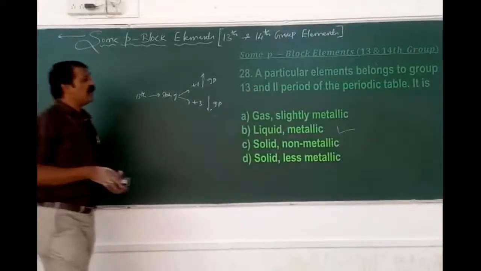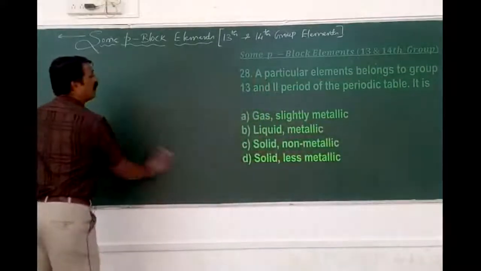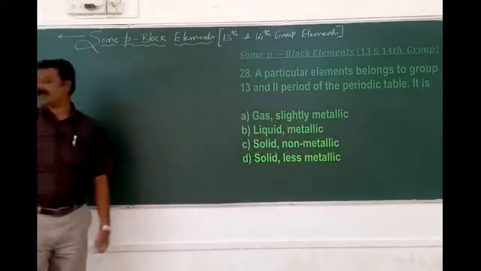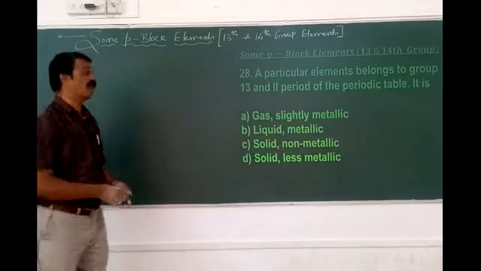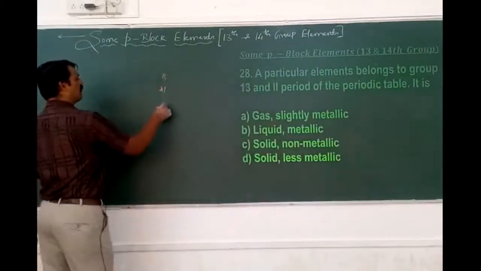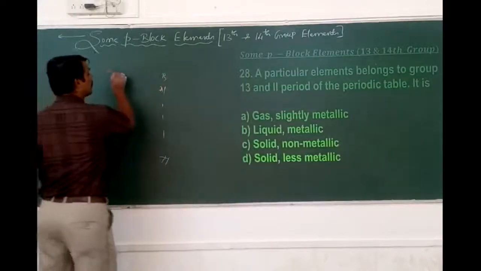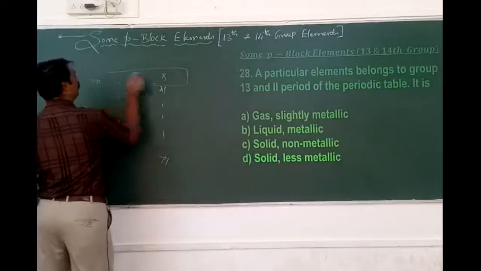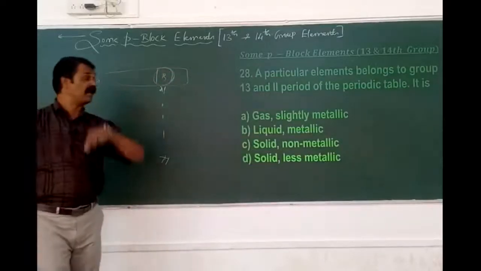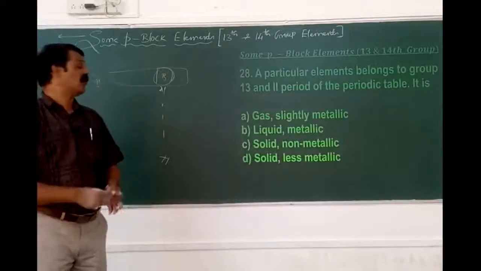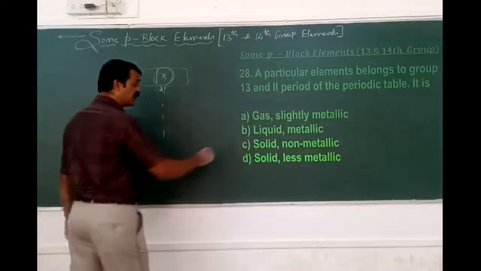A particular element belongs to the 13th group and second period of the periodic table. It is what? Here it is the 13th group, means it is what family? Boron family. Boron, aluminium, gallium and so on. The last one is thallium. And then the second period means it is boron. Boron is not a gas, it is not a liquid, but it is a solid.